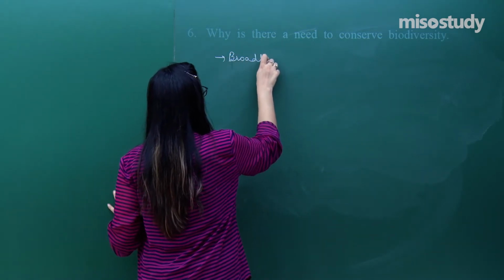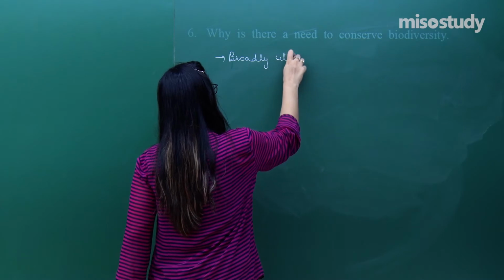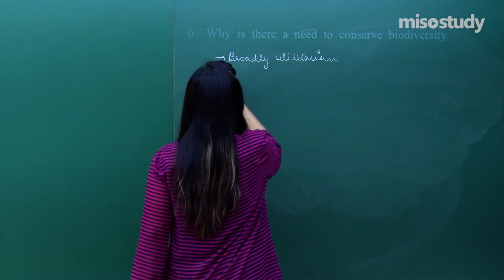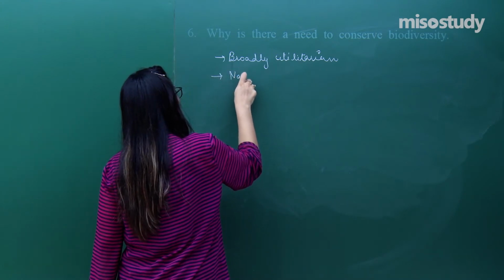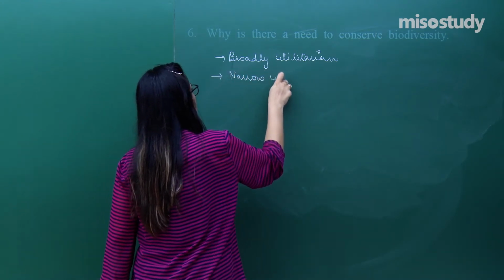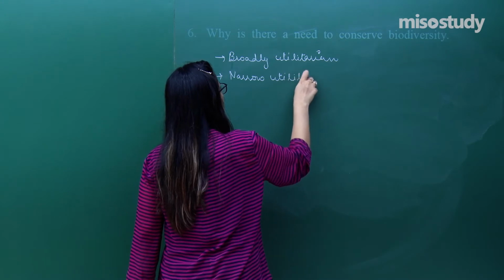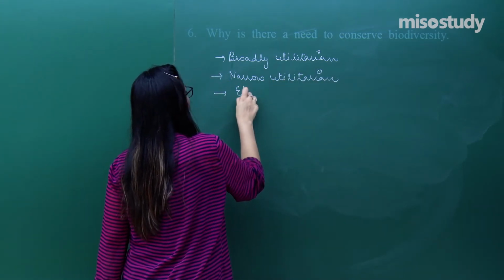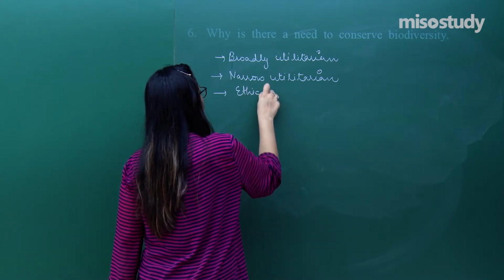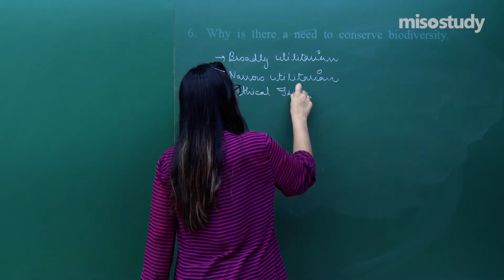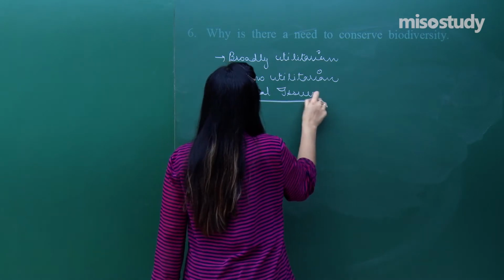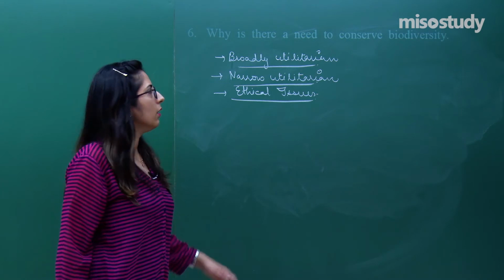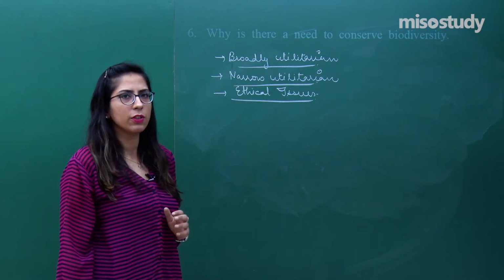broadly utilitarian, narrow utilitarian, right. First is the broadly utilitarian.